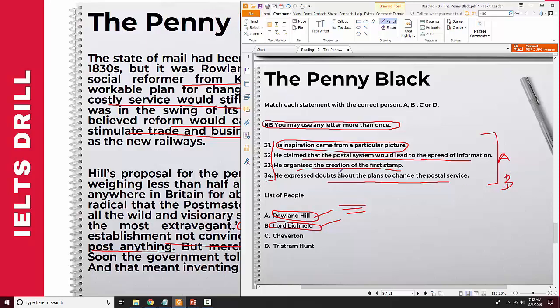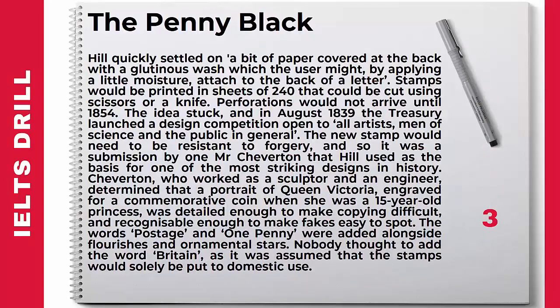Now what we are left with is, see, once we have answered a few of these choices, it becomes much easier. We only have to focus on two ideas now. So what do we have to focus on? We have to focus on 33. We have to focus on 31. His inspiration came from a particular picture. Okay, so where is any particular picture mentioned here? This picture is about this, no?